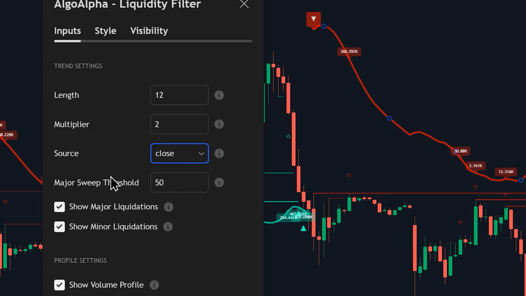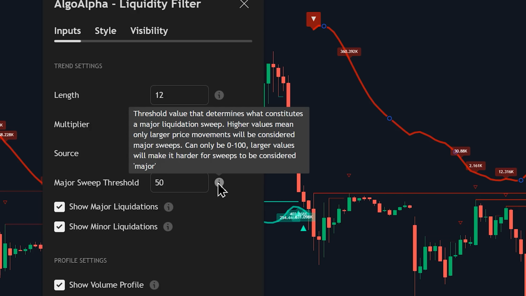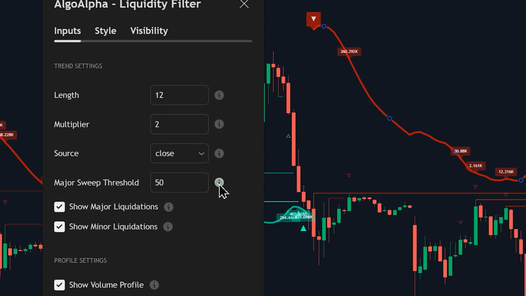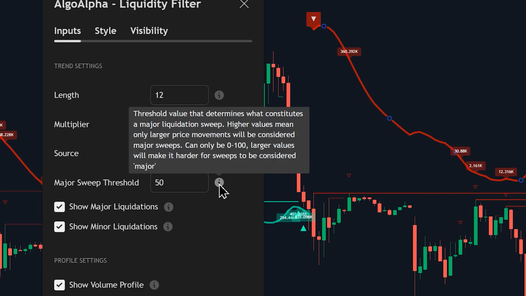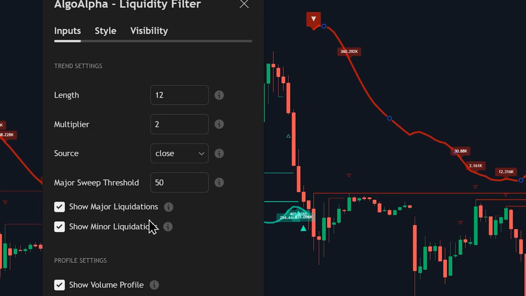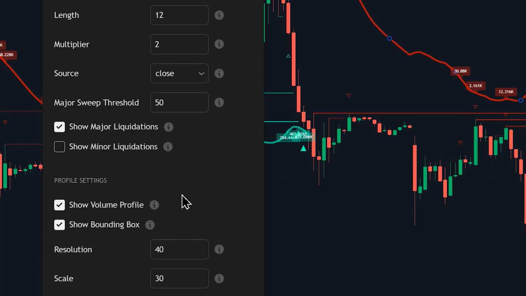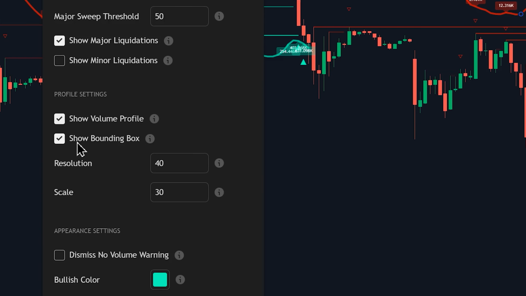The major sweep threshold is the value that determines what constitutes a major liquidity sweep. Higher values mean only larger price movements will be considered as major sweeps. And remember, we only have between 0 to 100. Larger values make it harder for sweeps to be considered major. And then here we have options to show or hide major and minor liquidations. For me, I'm going to disable the show minor liquidations option because I'm not going to be needing the minor liquidations for my strategy. Here you can decide to show the volume profile as well as the bounding box.